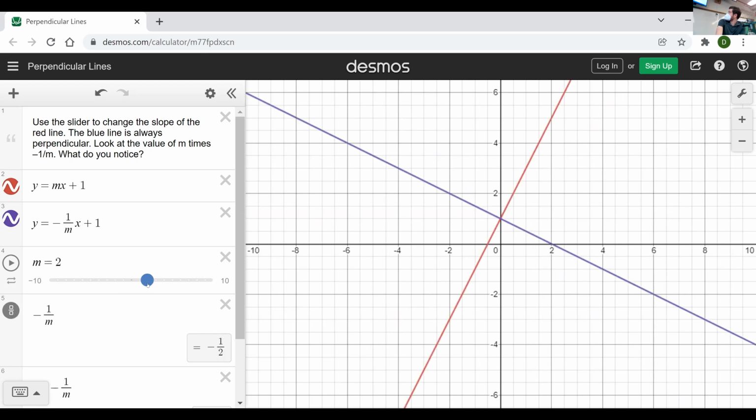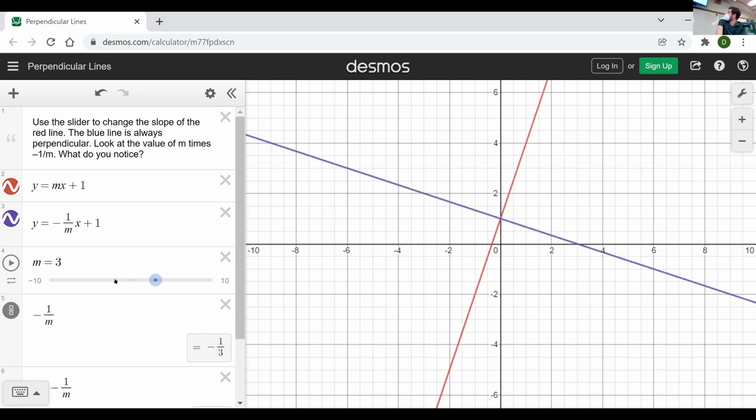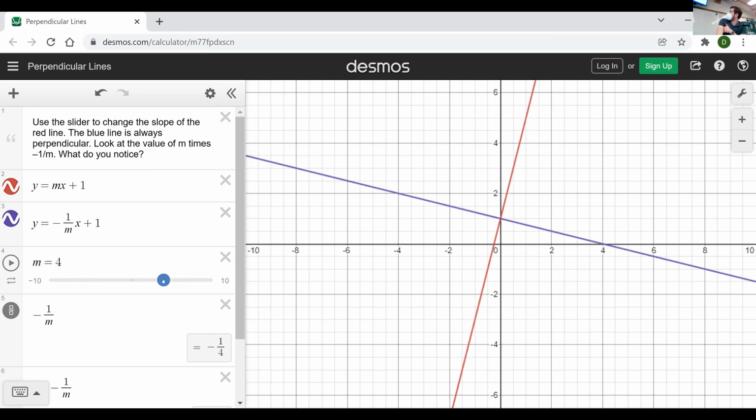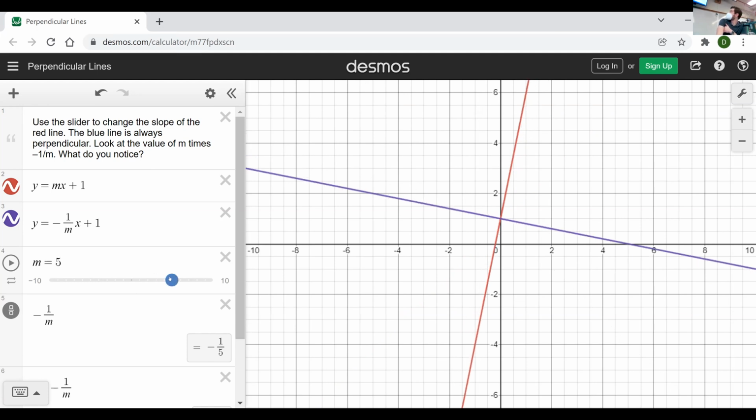If I move it a little bit further and I say, let's say my red line has now a slope of 3, my purple line now has a slope of -1/3. I'm just going to go one by one now and see if you can notice a difference, see if you can see a pattern here. Slope of 4 for the red line, slope of -1/4 down here for the purple line. Next one, slope of 5 for the red line, and a slope of -1/5 for the purple line. Do you see a pattern? Ash?